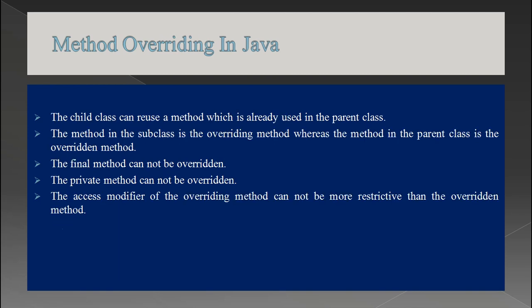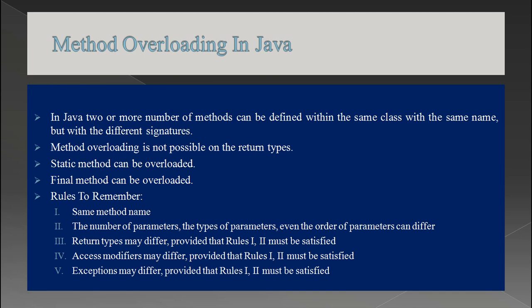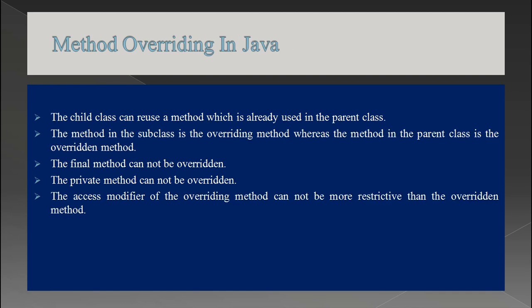Now coming to the second type of polymorphism, this is method overriding. This is runtime polymorphism. You have already seen that method overloading is compile time, because if there is an error, it is checked during compilation. Now overriding is checked during execution. Overriding is used by the child class.